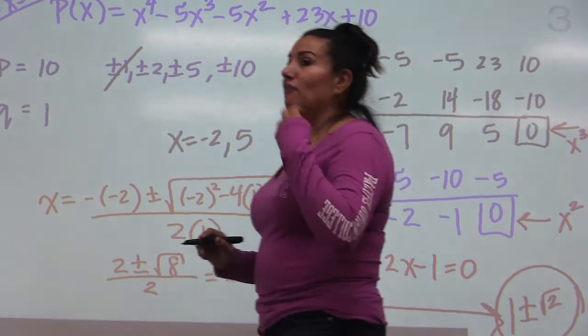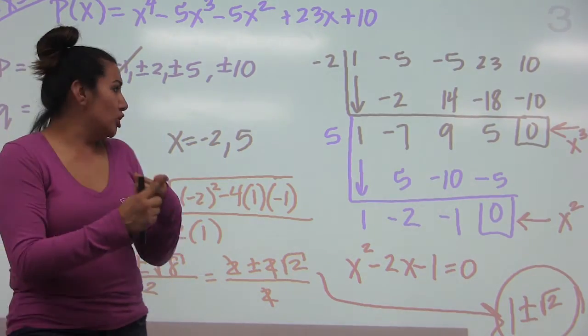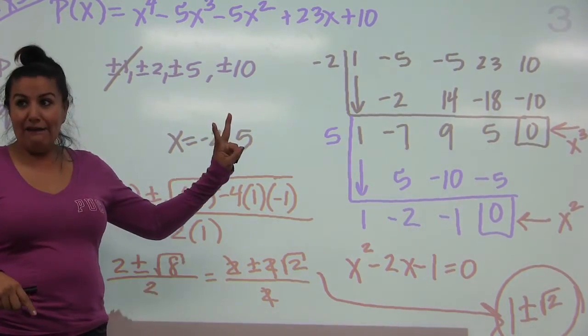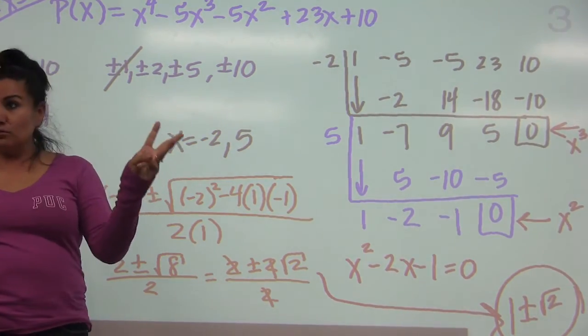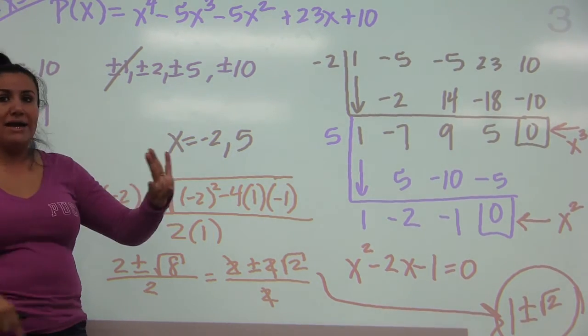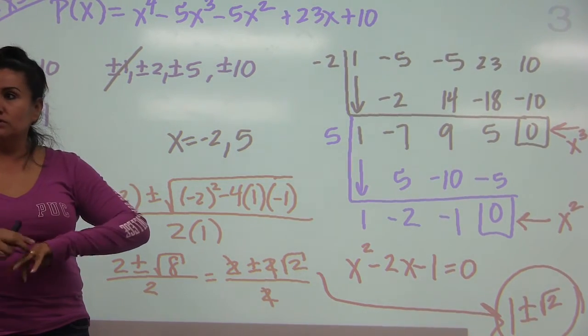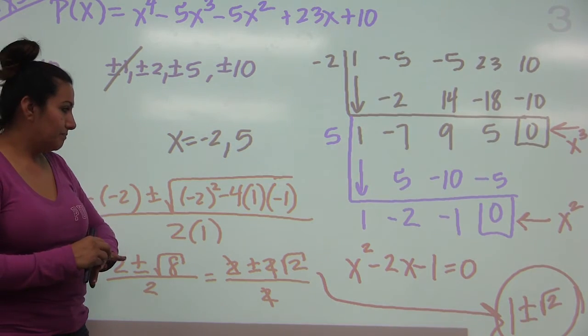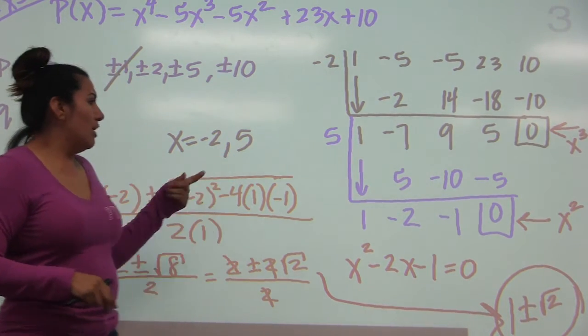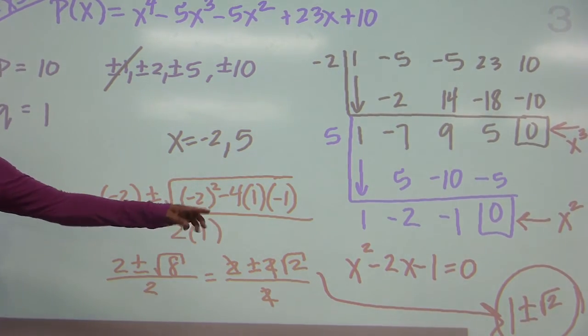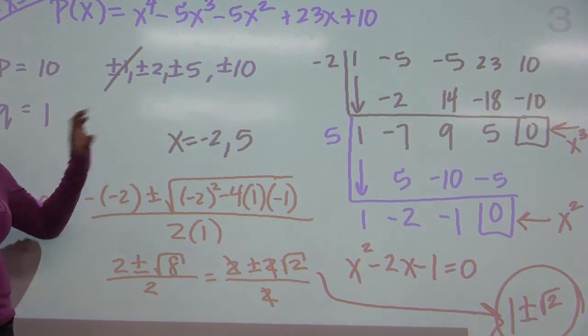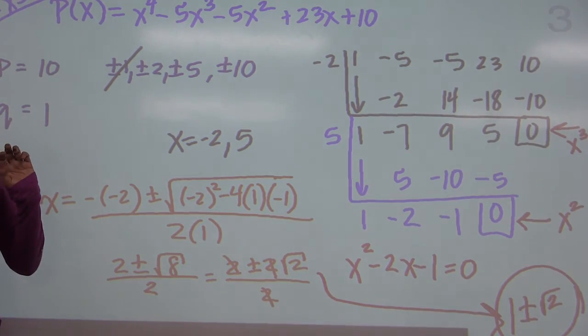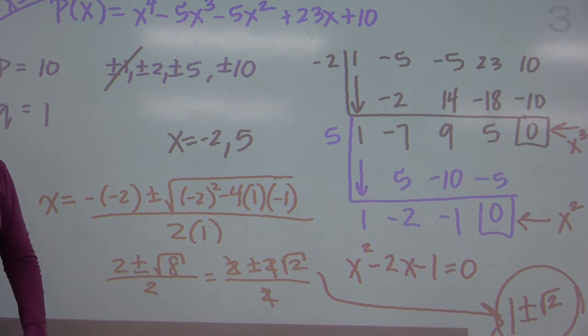So you now have 4 zeros: negative 2, 5, 1 plus root 2, and 1 minus root 2. 2 of them are irrational because they come in pairs. And then you have your other 2 that are rational. So 2 irrational and 2 rational. Alrighty? Do you think we can do that?